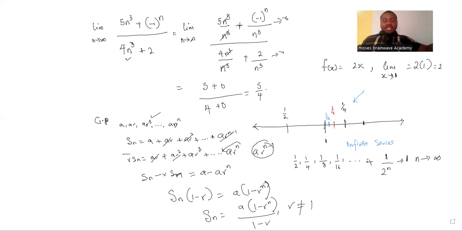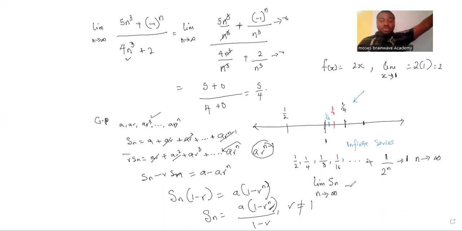Looking at this clearly, if I am supposed to take the limit of this function Sn as n approaches infinity, what do you think will happen to this particular part of the equation? It's going to be 0, right? So 1 minus 0 is 1.